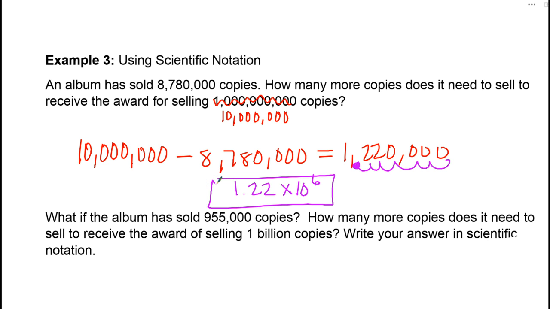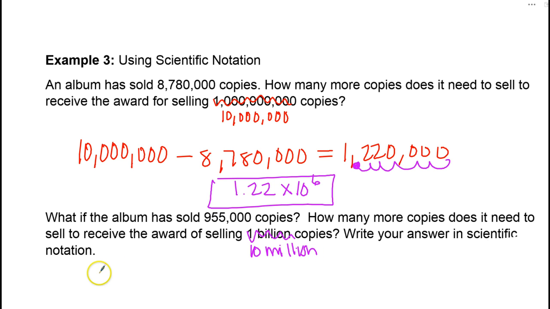What if the album has sold 955,000 copies? How many more copies does it need to sell to receive the award of selling? And this is not 1 billion. This is 10 million. I think. Yes.